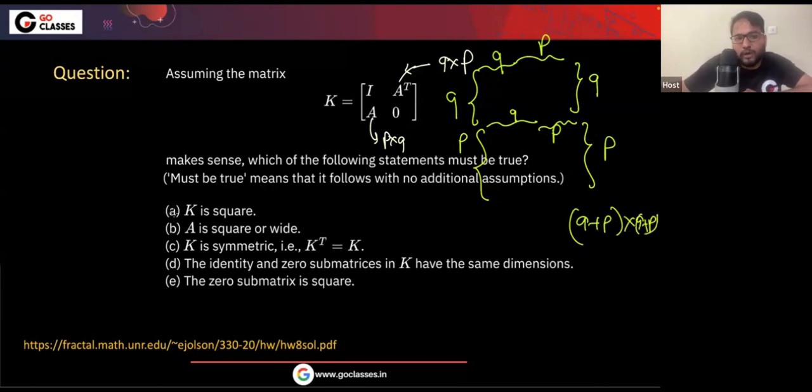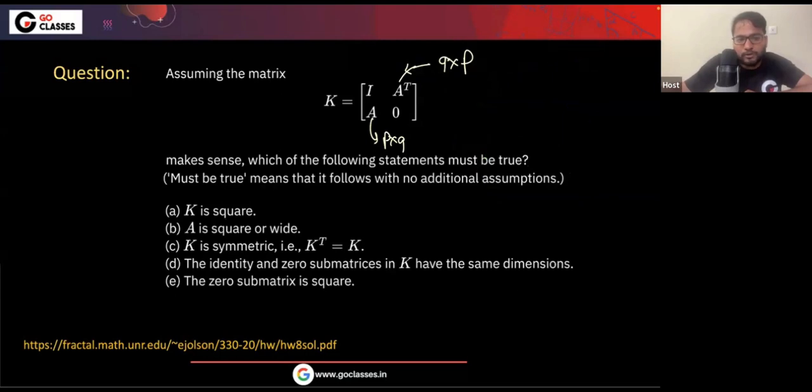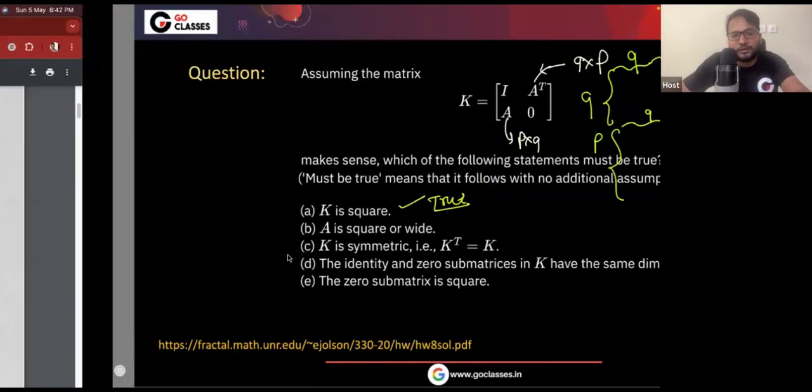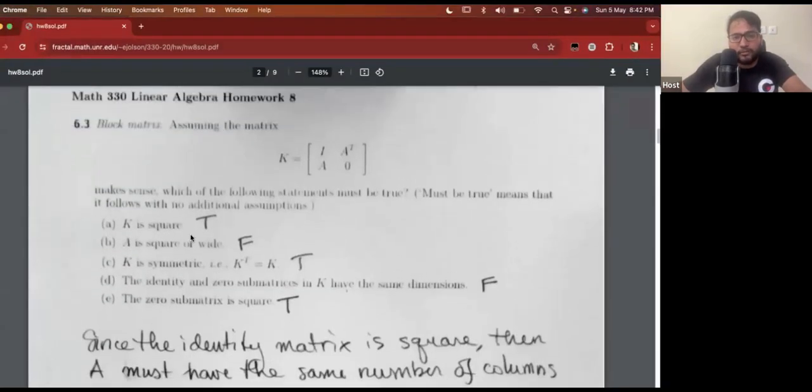So yes, this is a square matrix. So is this a square matrix? Then the answer is yes. I hope you understood this, right? So this is yes, true. Let's just check the answer. I have taken this question from this only. This is true, right? Okay.